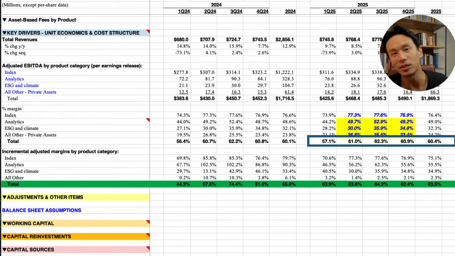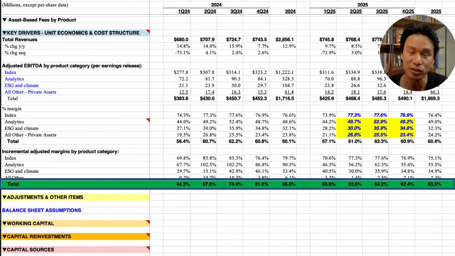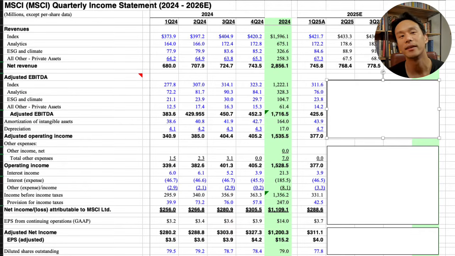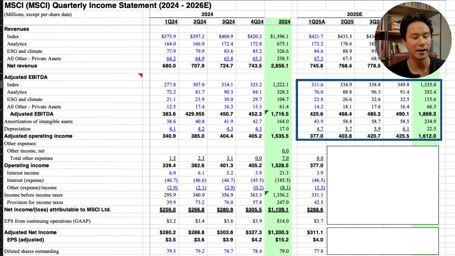Now, one of the metrics that we can also use to validate that and also compare over history is the incremental margin. Incremental margin is the change in profit versus the change in revenues. It just tells you how profitable new growth is. If we look at it historically, we can see that the incremental margin is very high. So that gives us confidence in our margin forecast of their profit margins to stay at that level. Okay, so that gets us to the different profits for the different businesses.